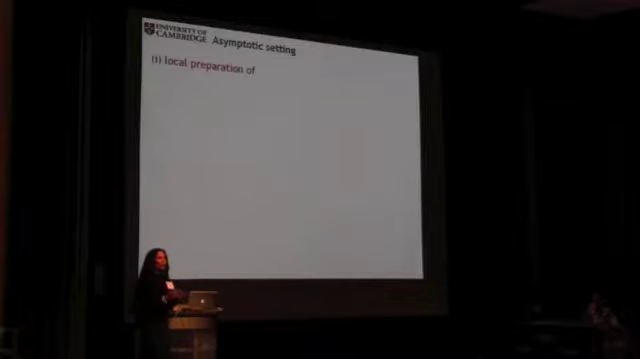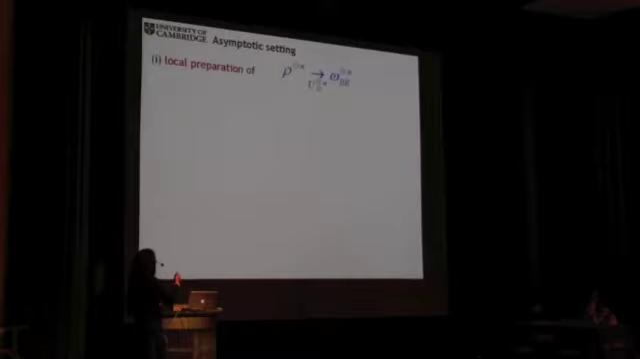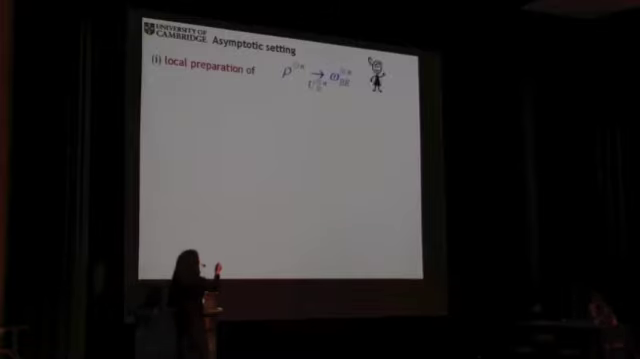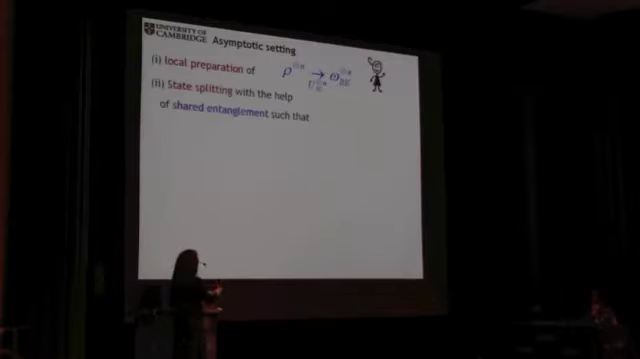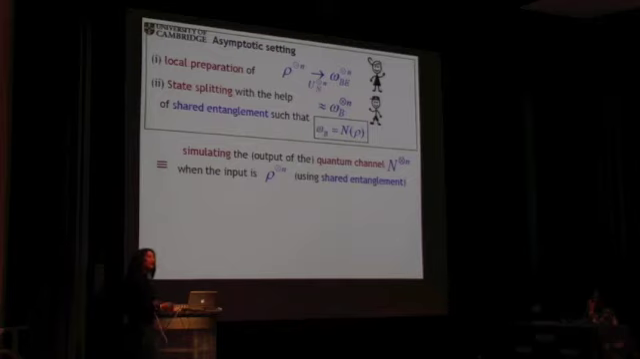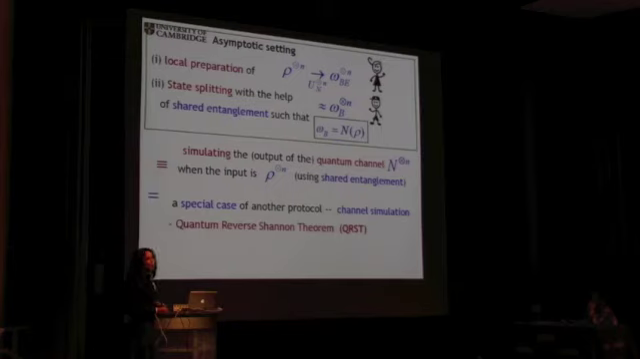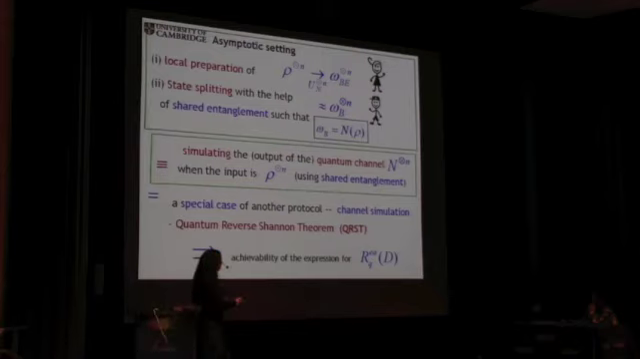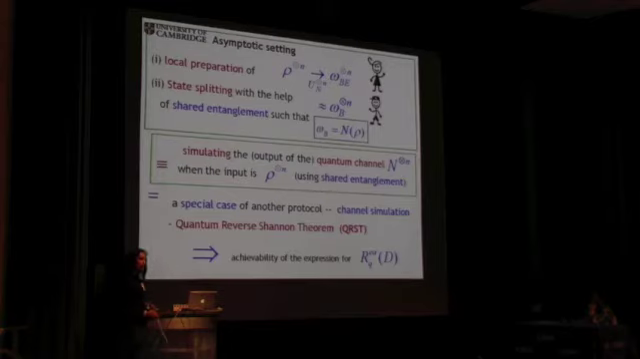Okay, one thing to keep in mind is that all this is actually done in the asymptotic setting. That is, Alice works on n copies of the source, and she generates n copies of the state omega BE, and then this state is split with the help of the shared entanglement, so that Bob ends up with omega B tensor n, where omega B is N(rho). So this is equivalent to simulating the output of the quantum channel N tensor n when the input is rho tensor n using shared entanglement. And this again is a special case of another important protocol called channel simulation or the quantum reverse Shannon theorem. So in other words, we can say that the achievability of the expression for E_AQRD follows from the quantum reverse Shannon theorem.